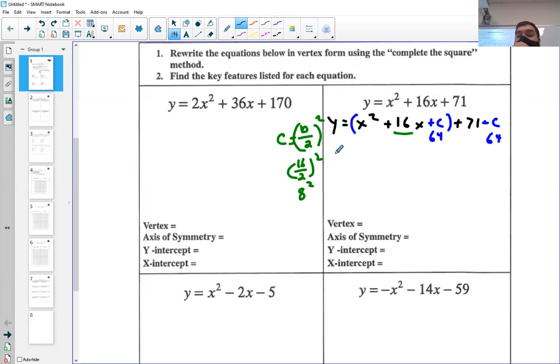Now I'm going to simplify it. Y is equal to x squared plus 16x plus 64. Good. I'm going to factor it out, and I purposely picked the number so it'll be perfect. 64 is 8 times 8. 16 is 8 plus 8. Yes. X plus 8 squared. Over here, 71 minus 64 is 7. Good. Plus 7. All right.